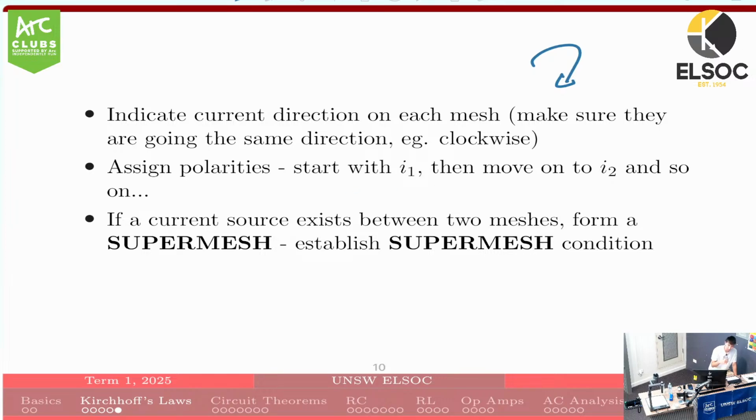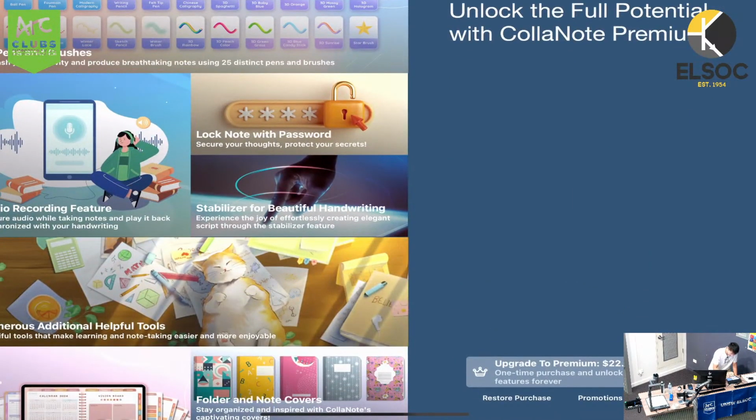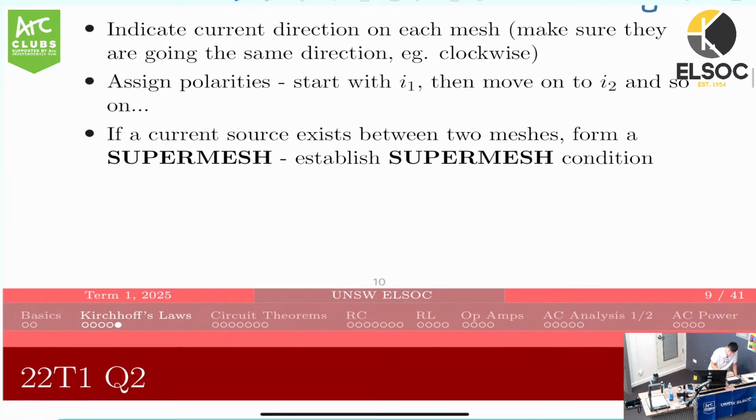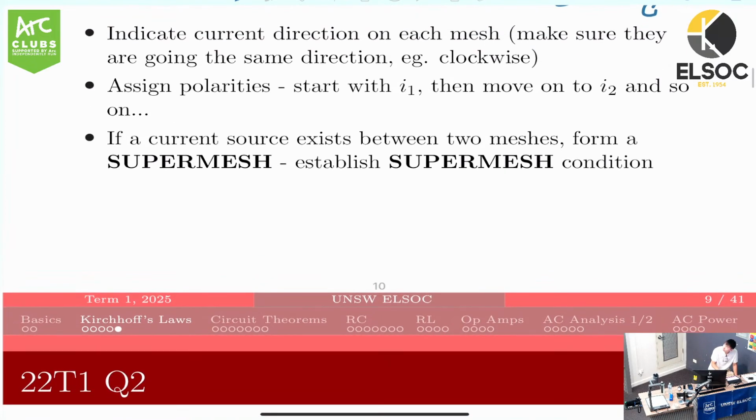Basically, we label our currents I1 and I2. And what we do is we start with I1, then we assign all the polarities for I1 to be positive to negative. And then we go with I2, and assign the rest of the polarities to be positive and negative. I'll explain more of that later. And if there's a current source between two meshes, we have to form a supermesh.